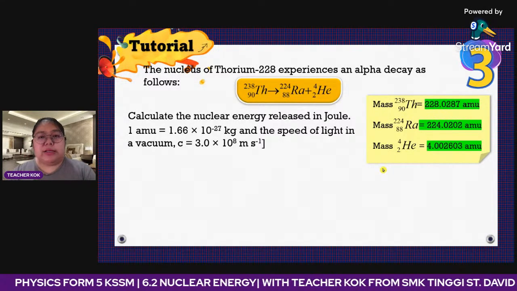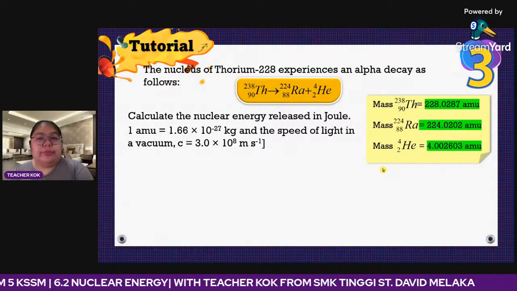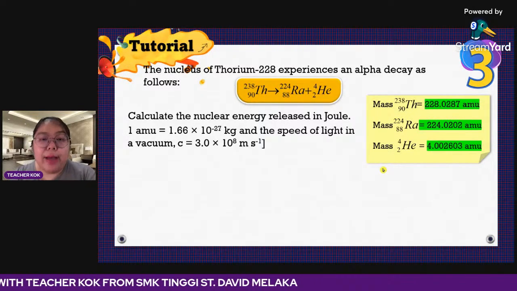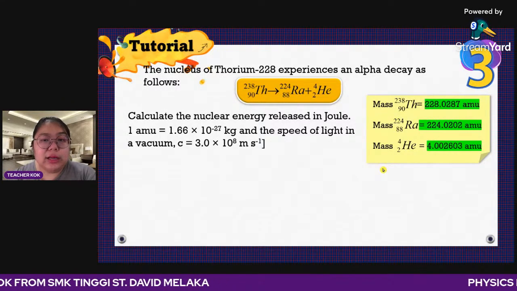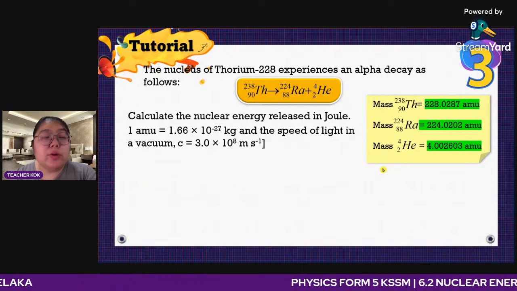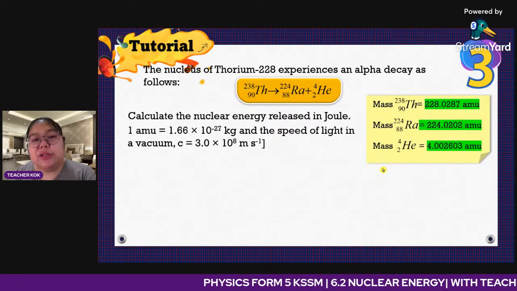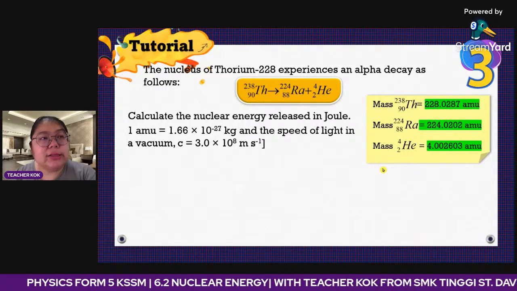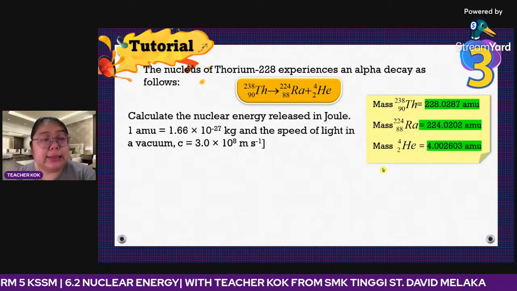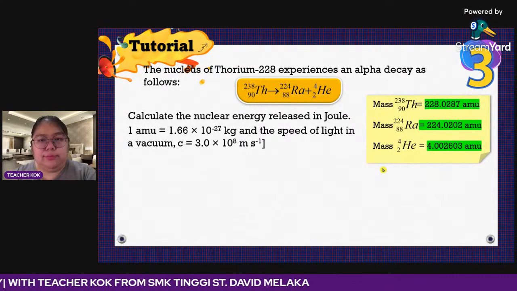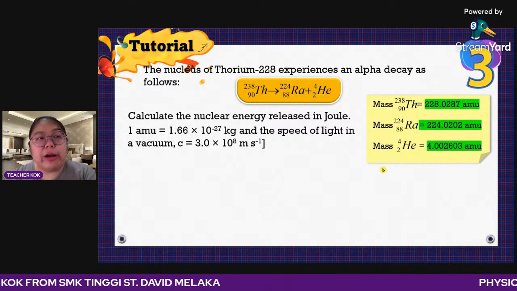This one is your turn to do it, to press your calculator to get the mass defect for the alpha decay. Alpha decay is a bit simpler. We just have 3 things: you take the Th, minus the Ra, minus the helium. Then you get AMU, then you convert AMU to kilograms.